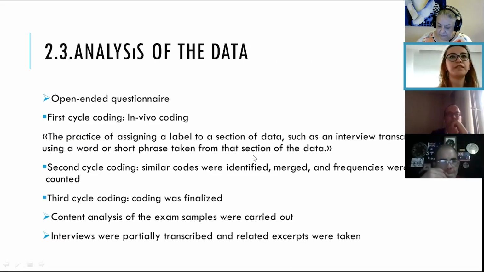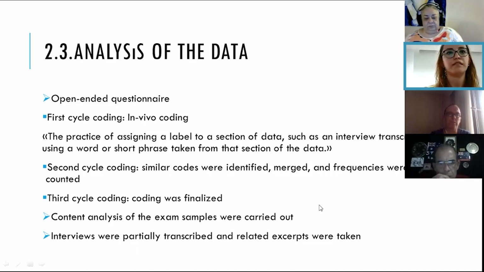Okay, analysis of the data. The open-ended questionnaire, which consisted of 10 open-ended questions, I did first cycle coding in the form of in vivo coding. In the second cycle coding, similar codes were identified, merged, and the frequencies were counted. And in the third cycle coding, I finalized the coding. And for exam samples, I carried out content analysis, and interviews were partly transcribed and related excerpts were taken.